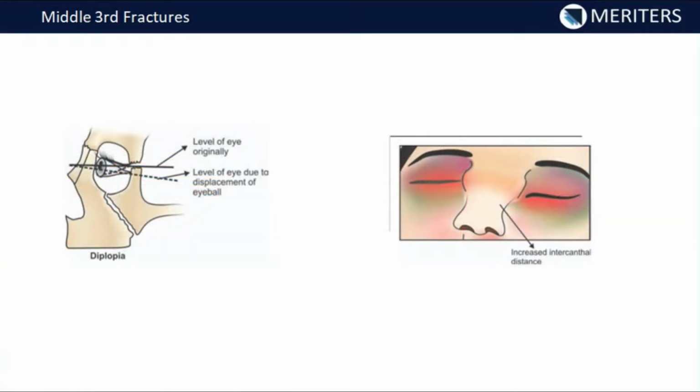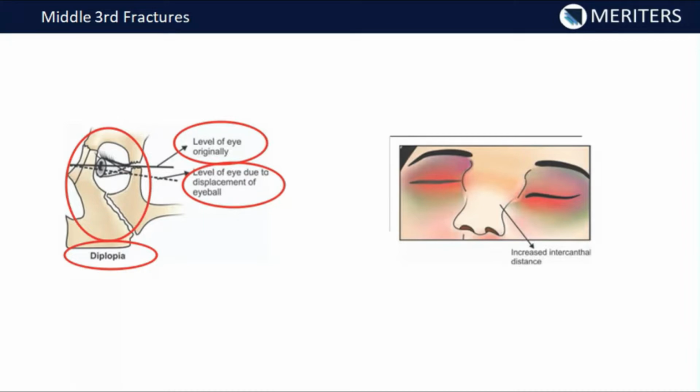Now as we can see here, there is a fracture of the orbit. So there is damage to the orbit, therefore vision and eye movement should be tested as soon as possible. There can be chances of diplopia, and diplopia is usually present and ocular movements may be limited. Normally the level of the eye should be higher, but due to the fracture and displacement of the eyeball, the level of the eye has gone down, and that may be the reason for the diplopia.